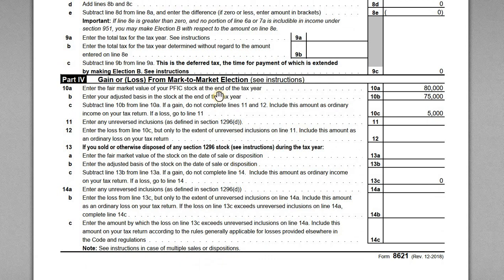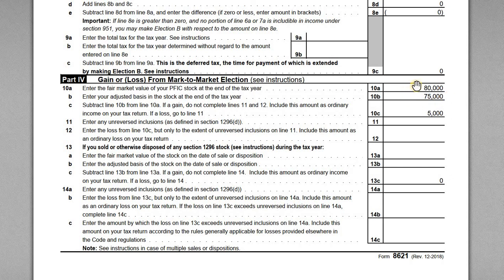So line 10A, fair value of the stock at the end of the year. Remember, it's $80,000. And then John's adjusted basis in the stock at the end of the year is 75, right? Because that's what he paid for it. So that's his first year adjusted basis. Now, in the years going forward, his adjusted basis is going to be different, right? So next year, assuming, again, he doesn't get any dividend distributions or doesn't buy any more shares, his adjusted basis for next year is going to be 80, right? Because that's what he marked to market the value of the stock for this year.